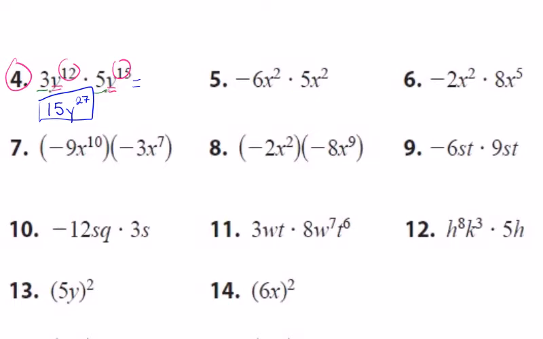All right, let's see number 6. Same idea, right? So I'd multiply the coefficients. Negative 2 multiplied by 8 is negative 16. And then x squared times x to the 5th, since those are like bases, we can add those exponents, right? So 2 plus 5 is 7.